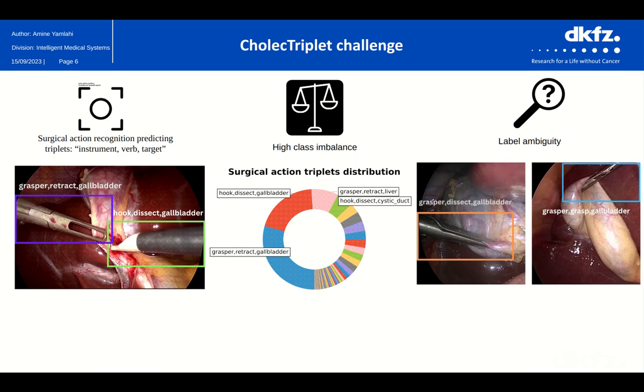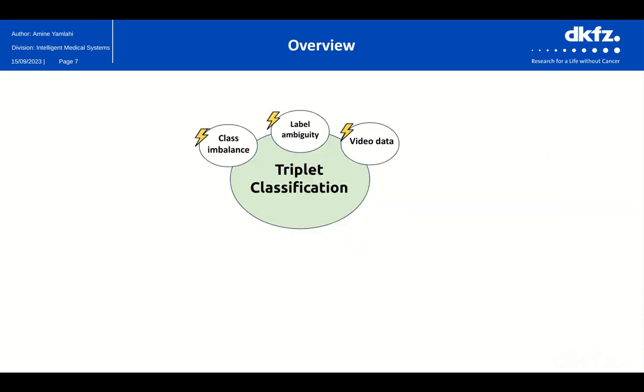Another challenge is label ambiguity, represented in triplets sharing one or two similar components, such as the grasper and the gallbladder in this example. On top of that, a technical challenge is to account for the temporal information. So, how did we tackle these challenges in our submission?